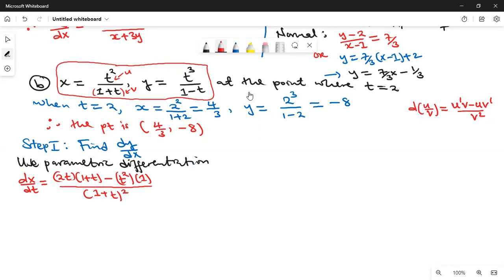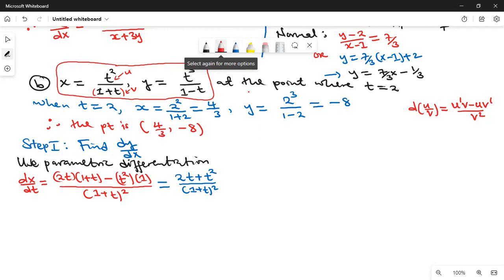If I simplify, in the numerator we'll have 2t plus 2t squared minus t squared. So that's the same as 2t plus t squared over 1 plus t, squared. If I simplify that further, 2t is the same as t outside, times 2 plus t. Well, let me just leave it as that.